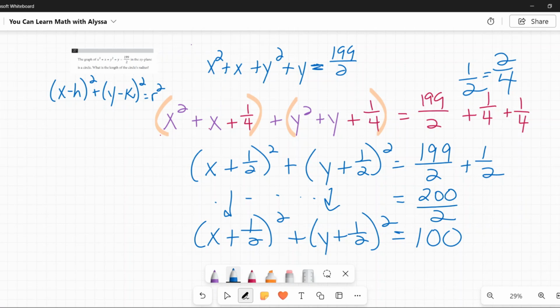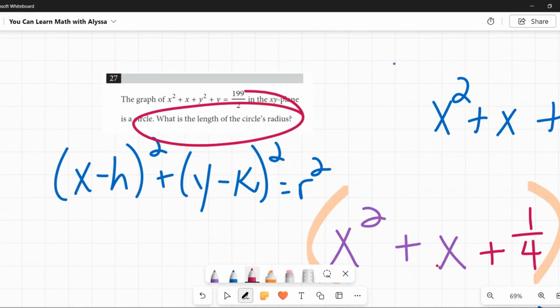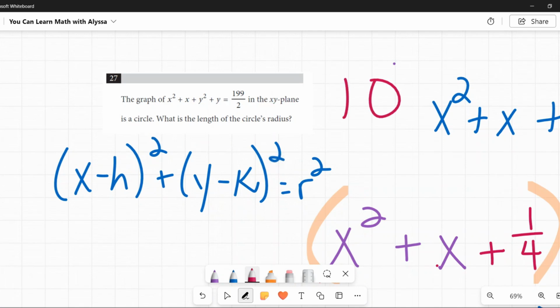All right, there is my equation of a circle. Woohoo! X plus 1/2 squared in standard form plus y plus 1/2 squared equals 100. So that 100 is, as we mentioned up here, the radius squared. So 100 is that radius squared. What is the square root of 100? That is 10. My radius is 10, and that was the question. What is the length of the circle's radius? 10 is my answer. Congratulations.